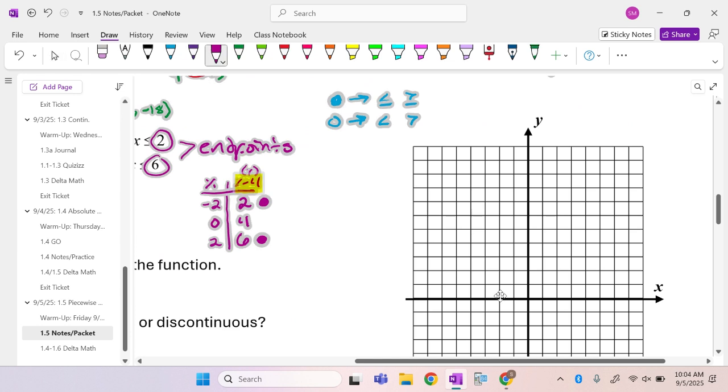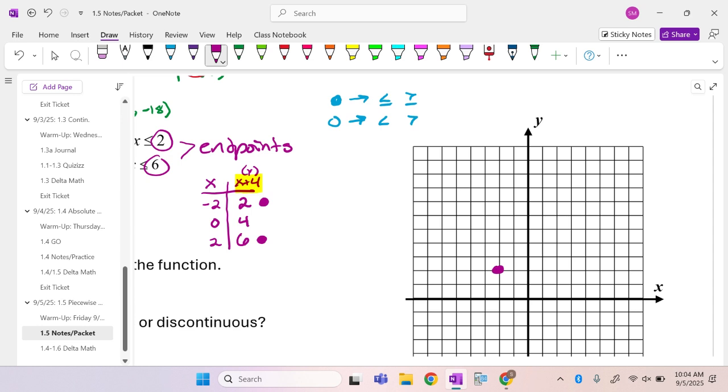So on my graph, I got -2, 2. I'm going to make it a little bit of a bigger point so I know that's a closed circle. Well, if my computer didn't erase it. Then 0, 4. That's automatically just going to be a closed circle because it's between those two numbers. I'm going to make it smaller. And then 2, 6. All right. So that's my first part of my piecewise function.